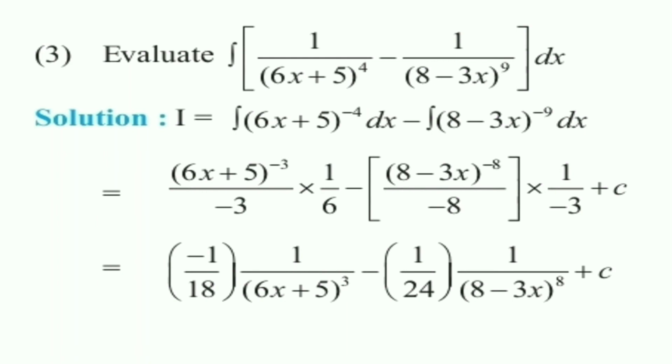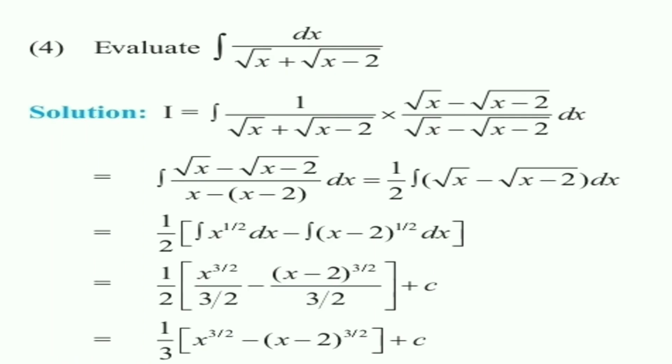Here we apply the same formula of x^n, and 1 upon 6 is there because the coefficient of x is 6. So here we multiply this term with 1 upon 6, and the same for the next term, that is into -1 upon 3, the coefficient of x. The final answer is equal to -1 upon 18 into 1 upon (6x + 5)^3 minus 1 upon 24 into 1 upon (8 - 3x)^8 plus c.